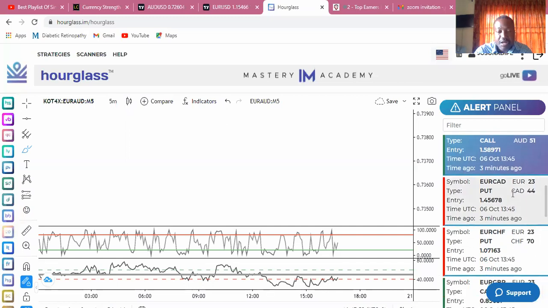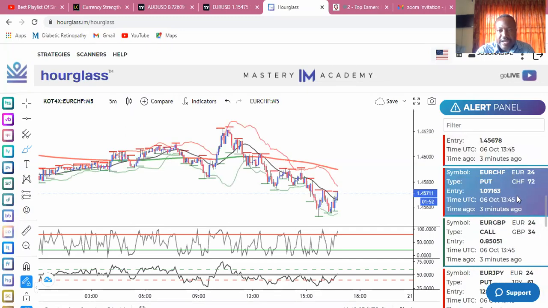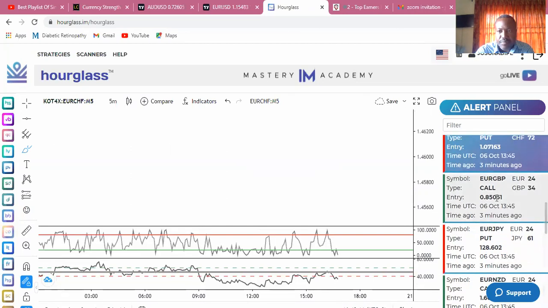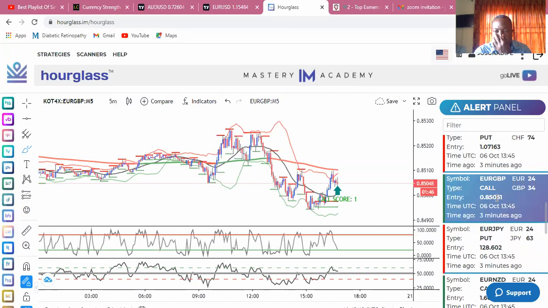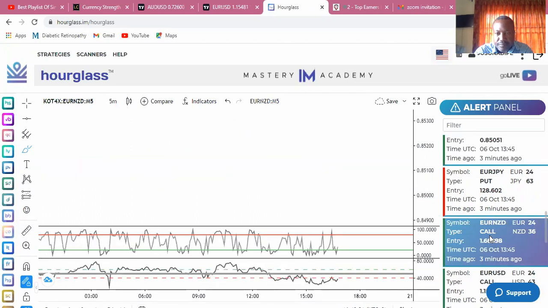So like I said, you're gonna be patient. But once you get a good setup, voila, you're gonna be in and out with the bag. For now, it's only that AUD USD.